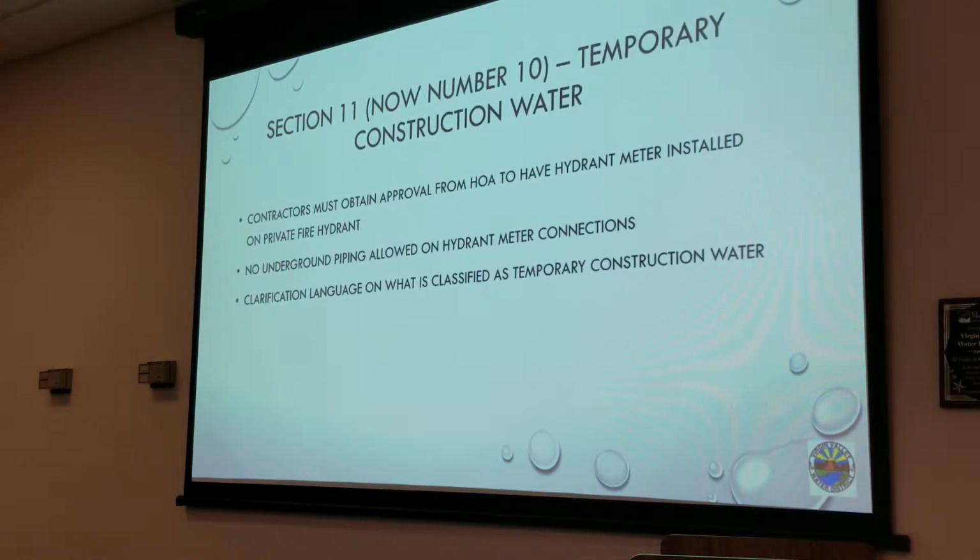And then section 11, which is now section 10, again helps redefine what construction water is, and requires contractors to get approval from HOAs on private fire hydrants before we'll hang a hydrant meter on a private fire hydrant. There have been some problems in the past with the HOAs and having those meters hooked up to their fire hydrants, so we're adding language that prior approval from the HOA is required before a hydrant meter is installed on a private fire hydrant.